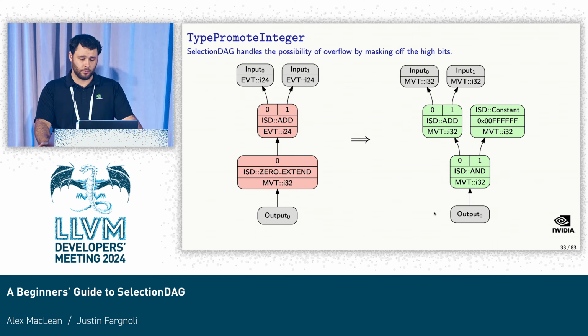Next, promoting an integer. On the left, we have an I24 add. I24 isn't supported for this hypothetical target, whereas I32 is. So SelectionDAG will promote our I24 add to an I32 add. It will also modify our zero extend and turn it into an AND that masks off any bits that could be set by performing our I24 add on an I32.